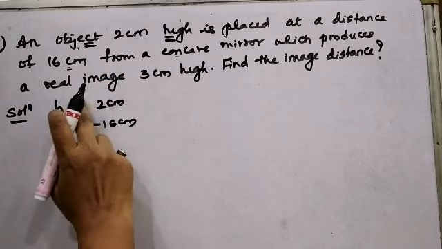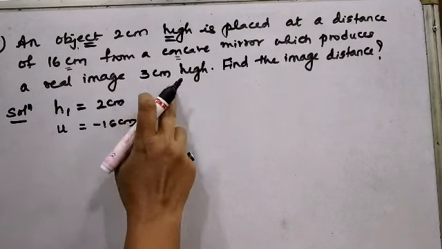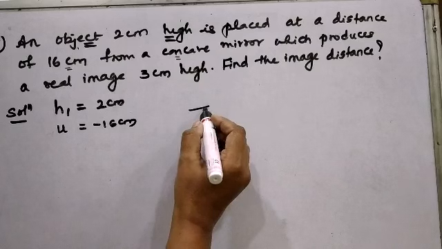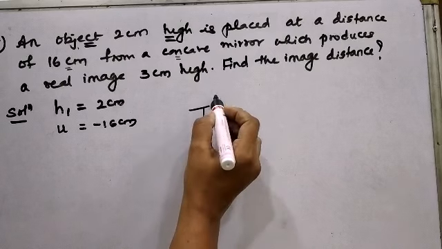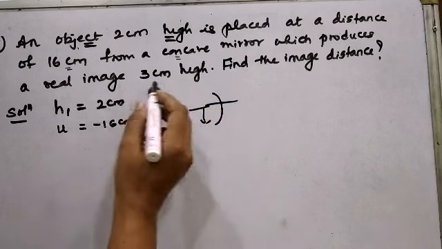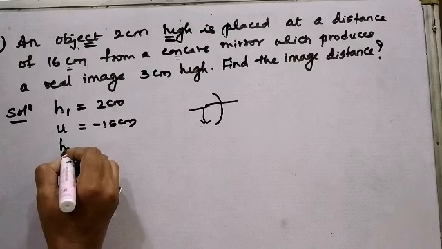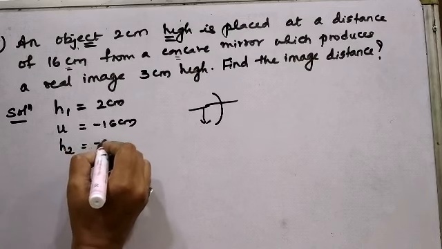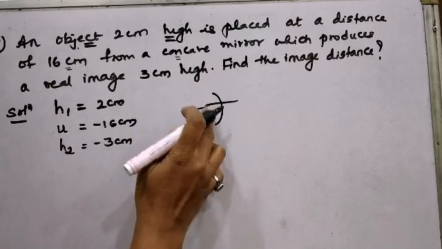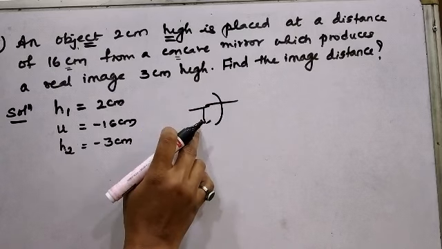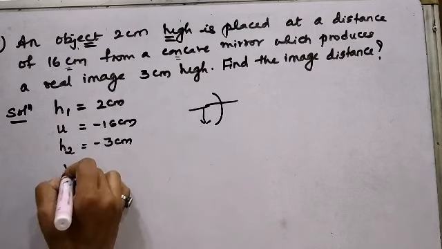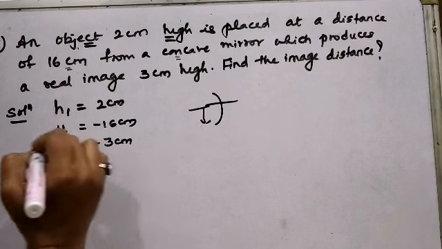And this object produces a real image which is 3 centimeters high. Real images are always inverted images which are formed in front of the mirror. So the image is 3 centimeters high, so h2 will be equal to minus 3 centimeters because it is an inverted image, below the principal axis. We have to find out the image distance, that is V.